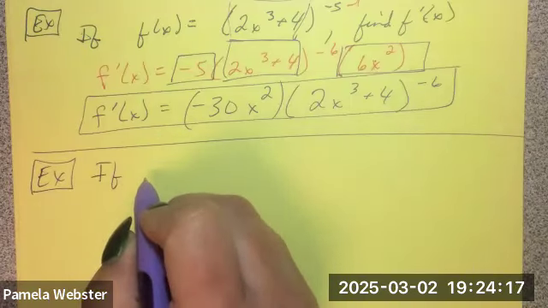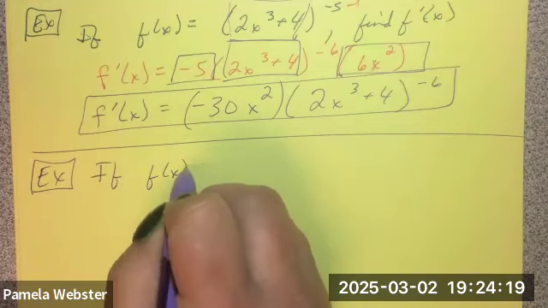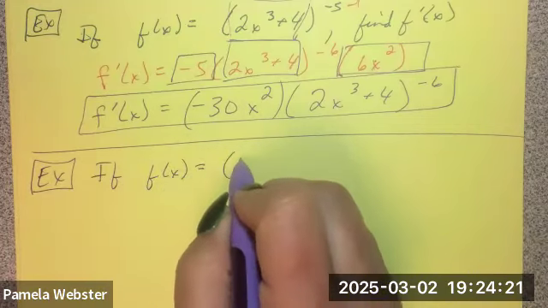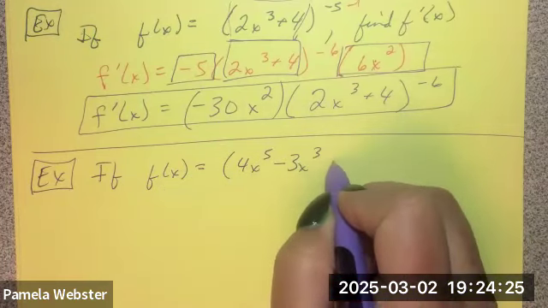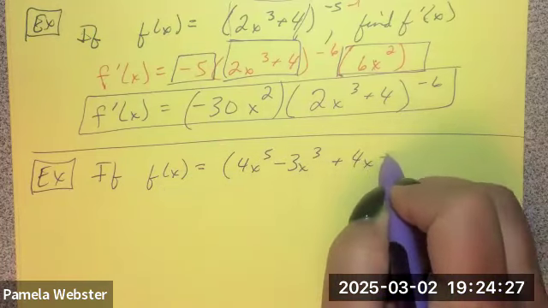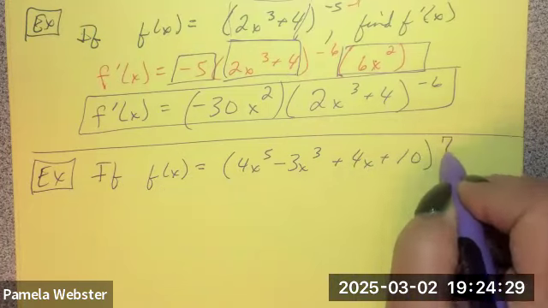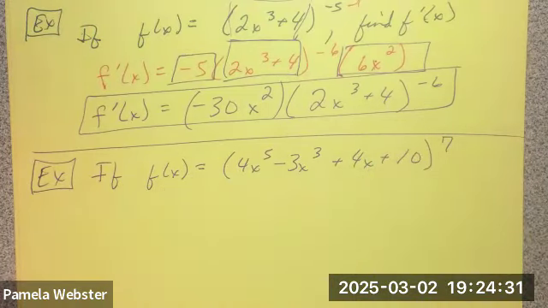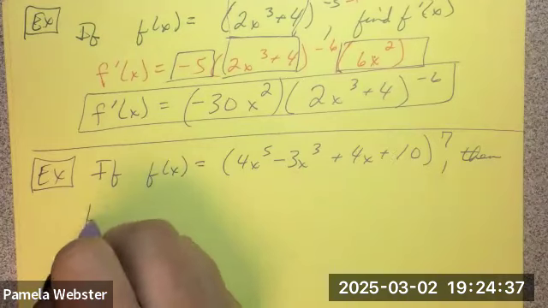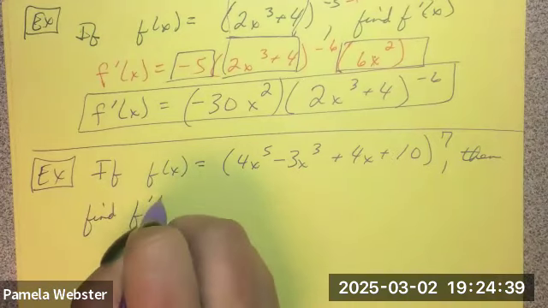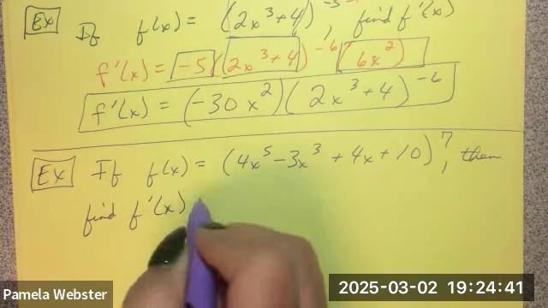Next example is if f of x equals (4x to the 5th minus 3x to the 3rd plus 4x plus 10) raised to the 7th power. It looks kind of big. Yeah, we can deal with it. Then find f prime of x.